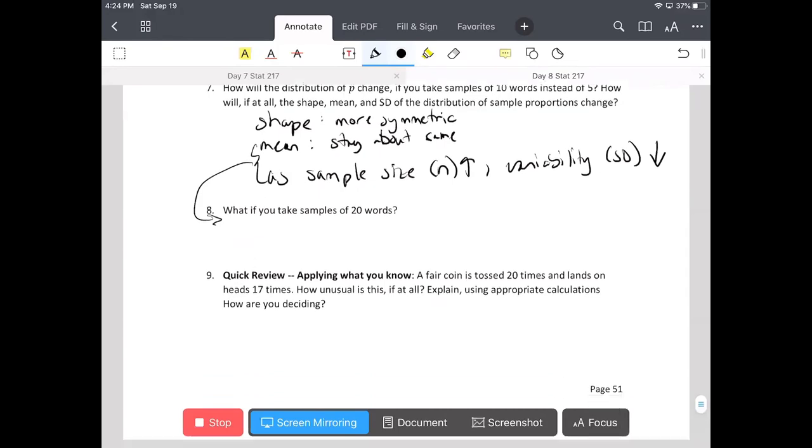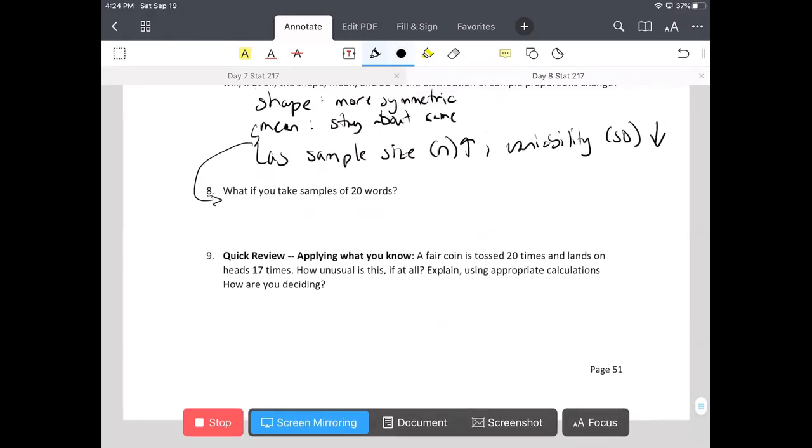So take a moment applying what you know. Let's see, you have a fair coin, it's tossed 20 times, and it lands on heads 17 times. How unusual is this, if at all? Explain using the appropriate calculations, and how are you deciding? So this is kind of pulling together what we've done so far, and I'm going to pause this right at the answer and then show it to you, and that's the end of week 2.